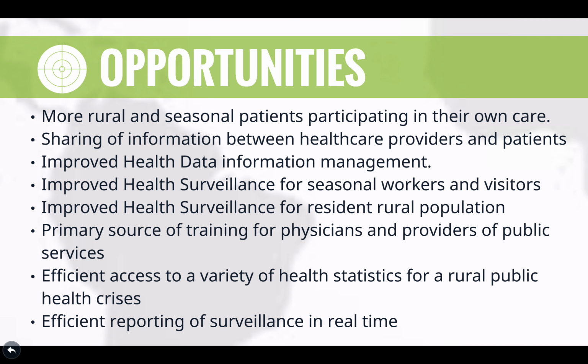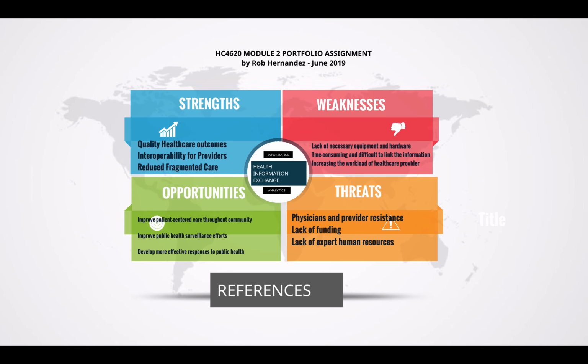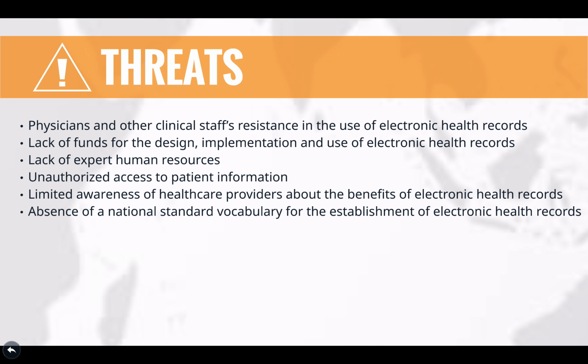And there's going to be a primary source of training for physicians and providers of public services. It will provide efficient access to a variety of health statistics for a rural public health crisis. Efficient reporting of surveillance in real time is a great opportunity. So let's look at the threats.